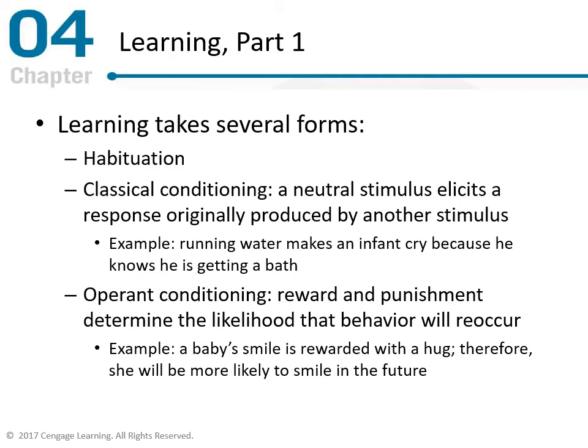Operant conditioning is changing the behavior by use of reinforcement given after the desired response is given. So this is a lot of what we know. It's reward and punishment. We know a lot about operant conditioning. We talked a little bit about this in the earlier chapters. So reward and punishment determines the likelihood that the behavior will reoccur. So the example is a baby will smile. Baby's smile is rewarded with a hug. Therefore, she will more likely smile in the future because you're giving a positive reinforcement.